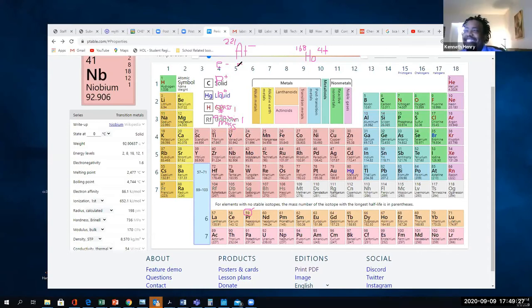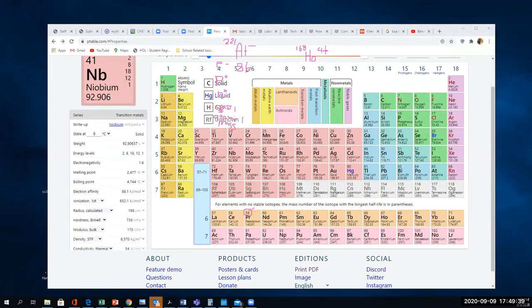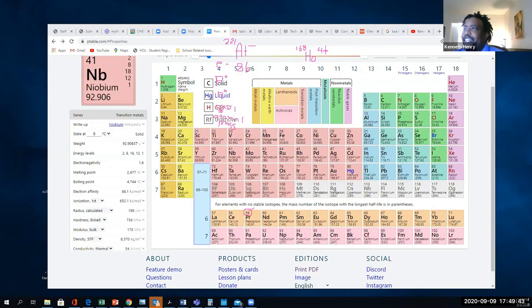Okay, so I heard an 86. Yay! 86 is the correct answer. Why is it 86 and not 85? Because we're gaining an electron, so you're going to add one. That is correct, because we're gaining an electron. That means we're adding an additional electron.